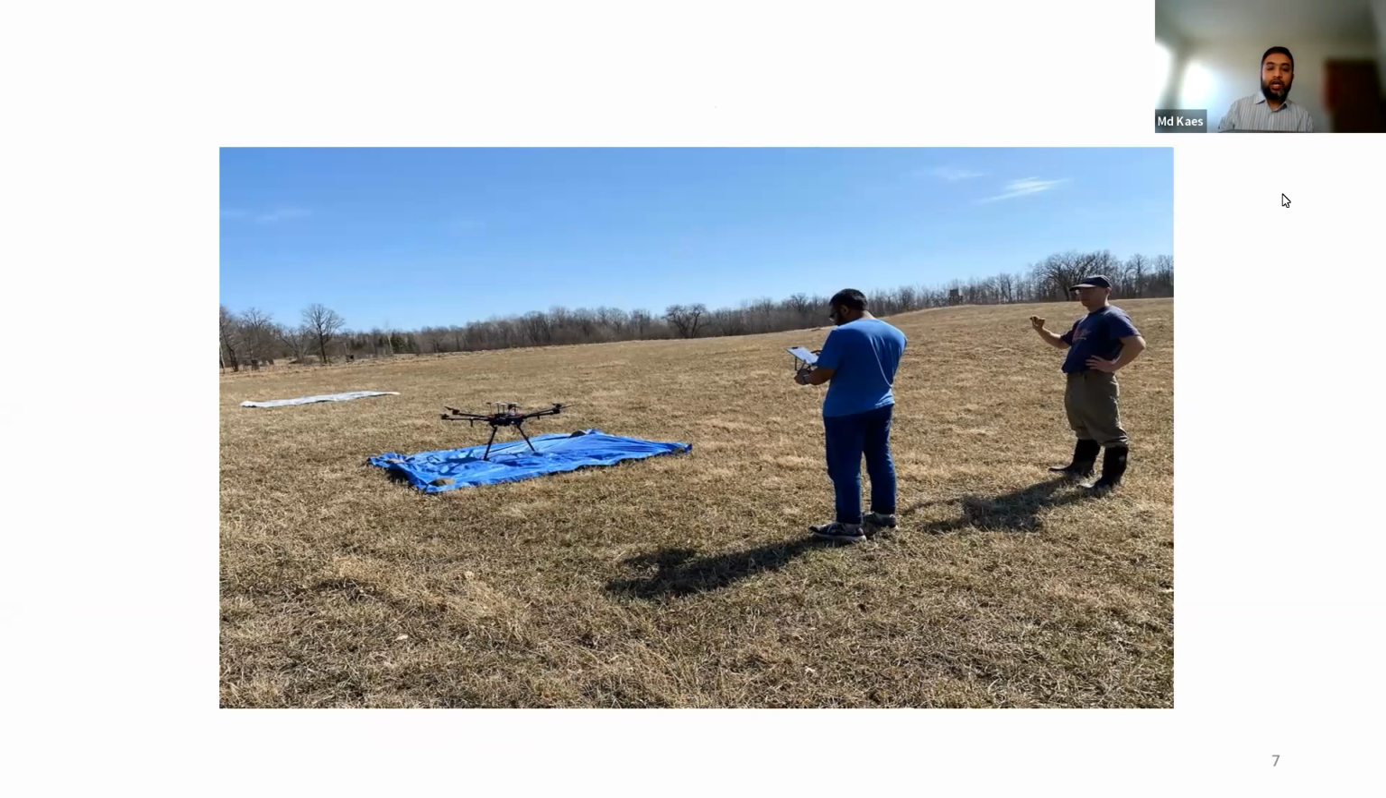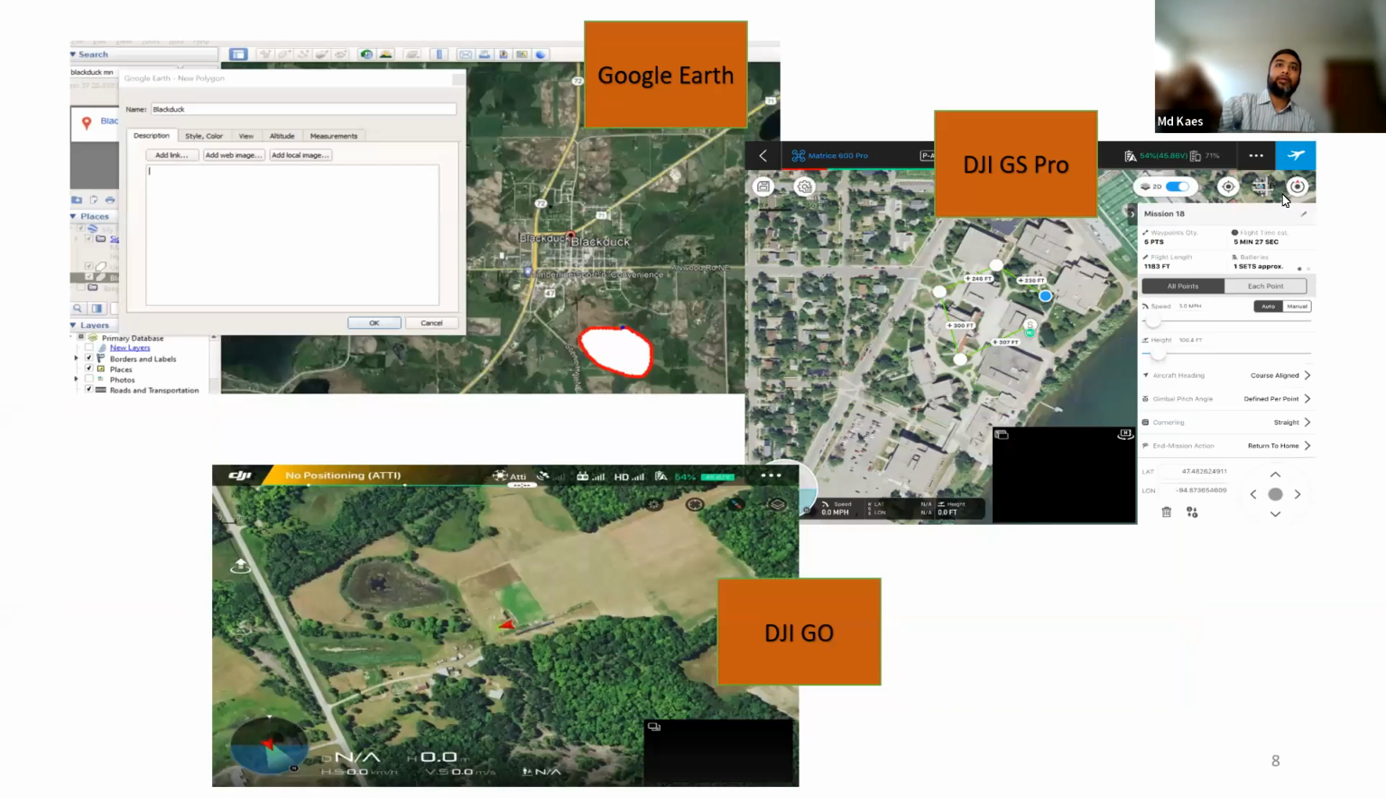This figure shows Dr. Carl giving me instructions about how he wanted the drone to be flown. And basically, could you go back to that previous slide and talk about the gray tarp a little bit?